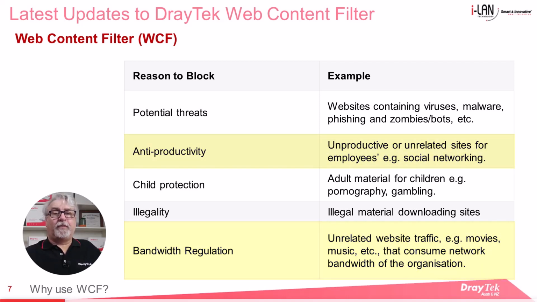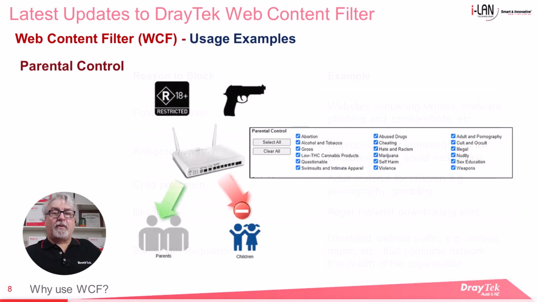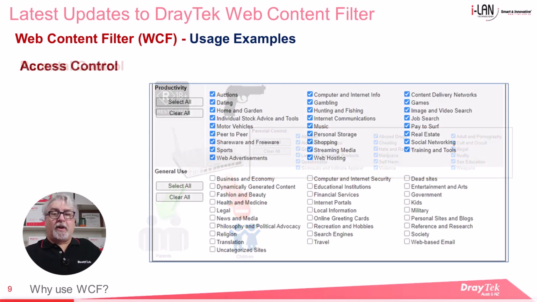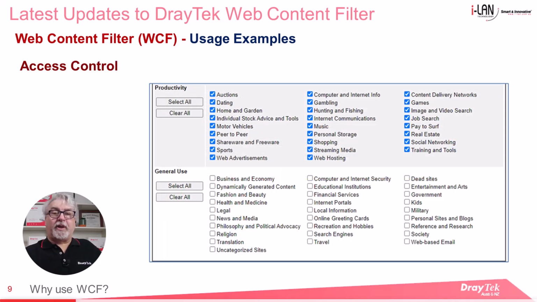Expanding on that, here are a few usage examples illustrating the use of web content filtering, starting with parental control. Here we have a screenshot of the router interface where we've selected to block all the categories under child protection. Once enabled, parents no longer need to worry about their children being exposed to these. Next, in the productivity and general use categories, we get more into the kind of content that an employer might want to restrict access to.